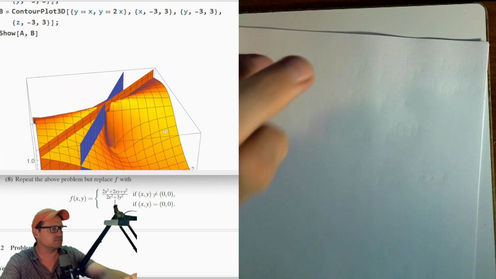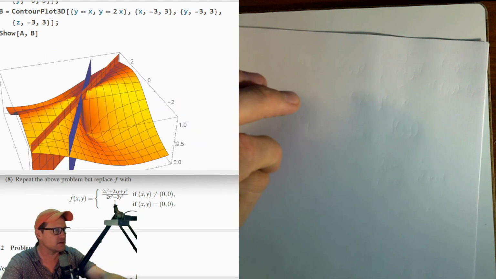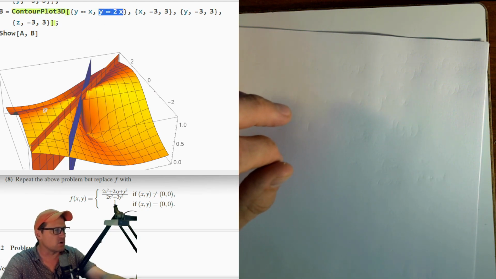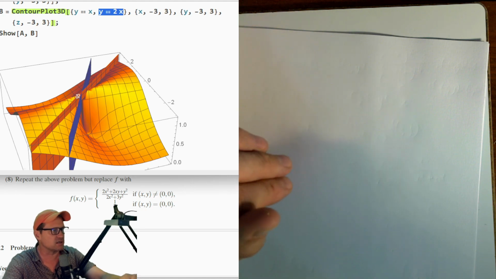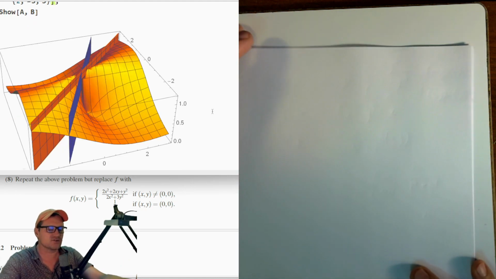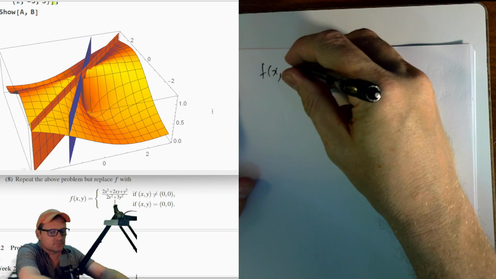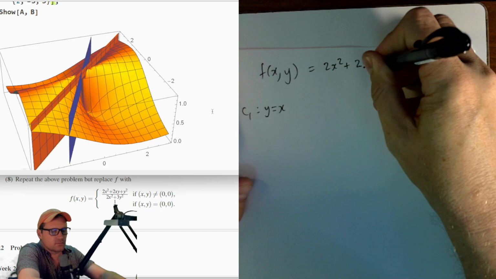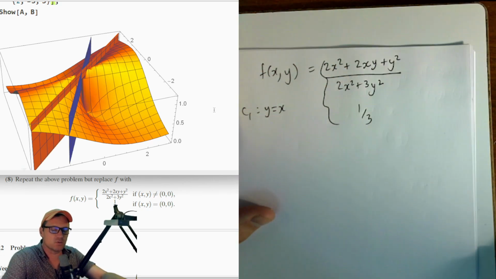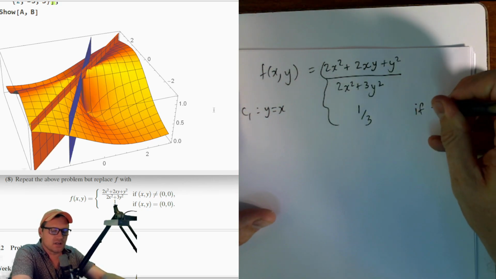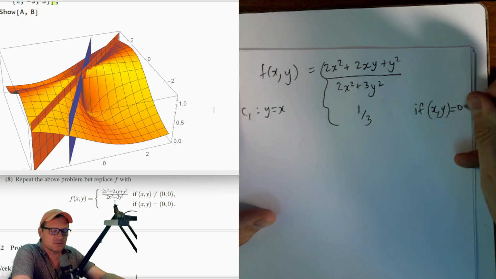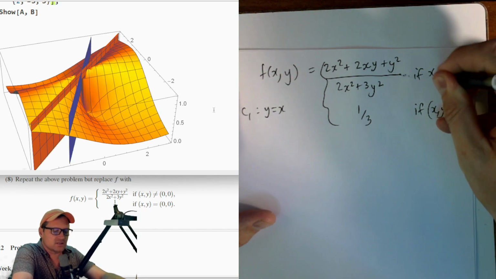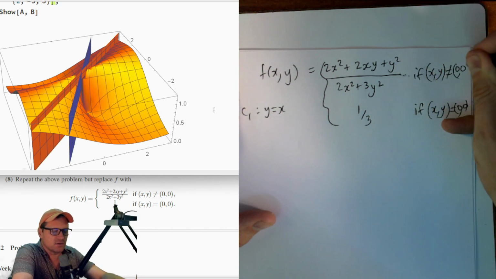Okay, so here we have it. There's the surface, and the blue is probably y equals 2x, and y equals x will be the vertical plane in yellow or orange. Let's try this first along C1, which is y equals x. Again, this is a piecewise function. It's 1/3 if x, y is 0, 0, and it's given by this if x, y is not the point 0, 0.